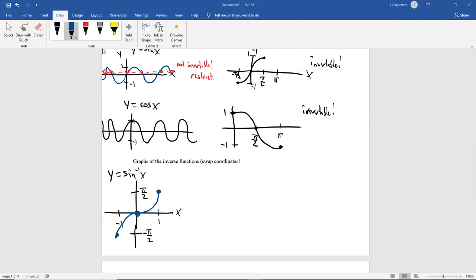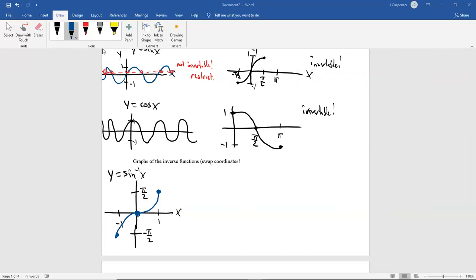So remember, the domain is the x values. The range is the y values. So it depends on, are you talking about the regular function or the inverse function? But when I say the word domain, we're talking about x values. When I say the word range, we're talking about y values. But just understand that when you talk about the domain and the range of the regular function, they flip-flop in the inverse function. So that's our inverse sine graph.